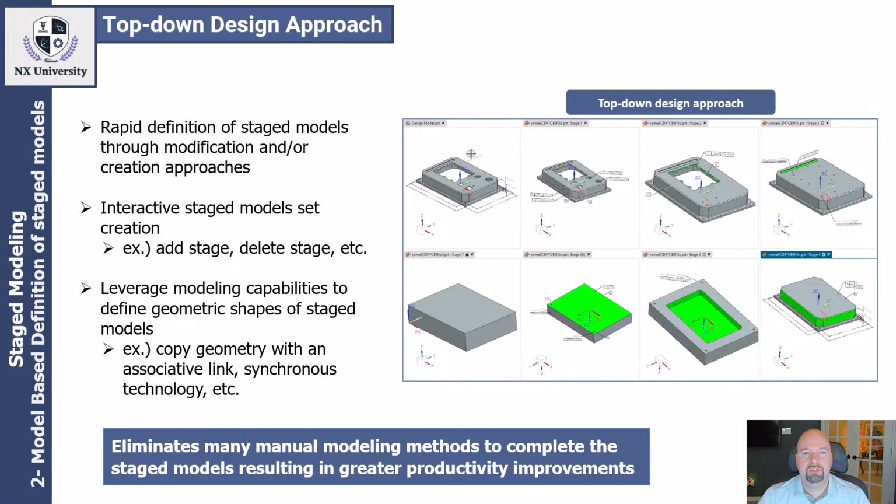Getting into our first design approach here, which is the top-down. The top-down design approach is going to allow you to take a finished production part, and we can go ahead and rapidly define the different stages or manufacturing stages by reusing that information from the finished production part. The interactive stage model set can be created. We can add stages, delete stages, etc.